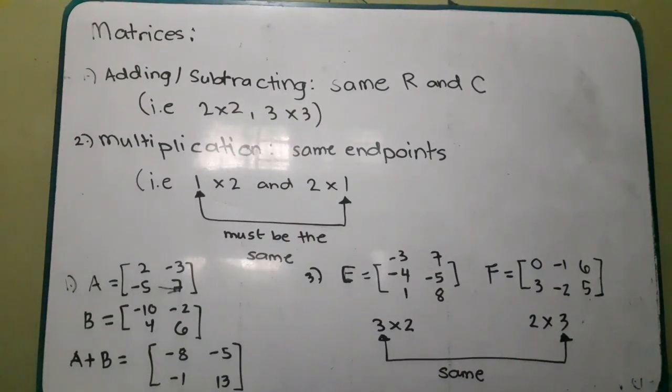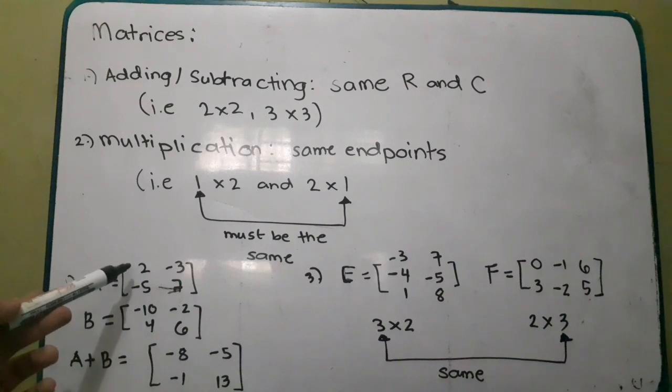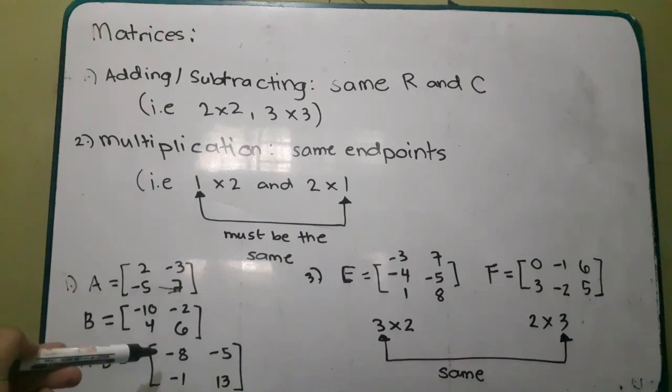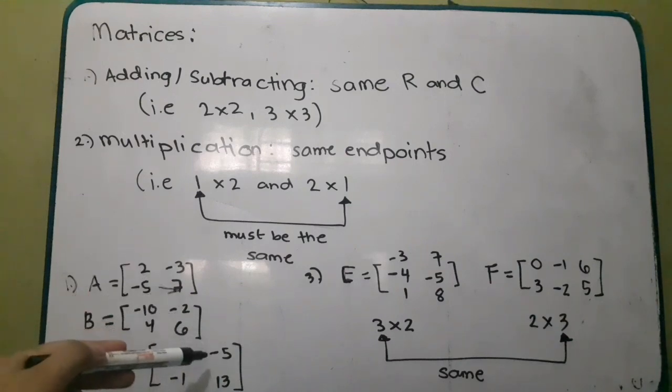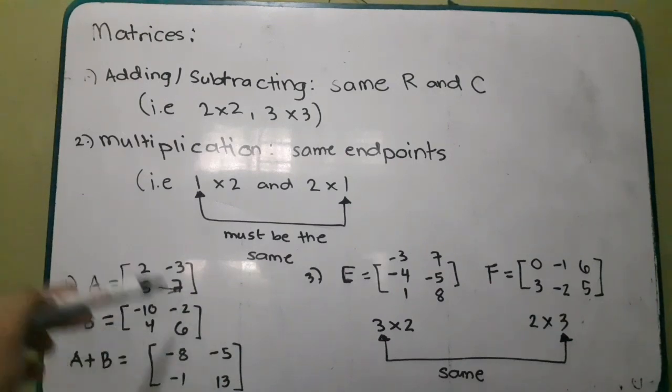We have A is equal to 2, negative 5, negative 3, and 7. B is equal to negative 10, 4, negative 2, and 6. What we are looking for is A plus B. It is addition, so following the rule, they must have the same rows and columns. A is a 2 by 2. B is also a 2 by 2. So they can be added. To add, we simply add them. 2 plus negative 10, negative 8. Negative 5 plus 4, negative 1. Negative 3 plus negative 2, negative 5. Then, 7 plus 6 is 13.